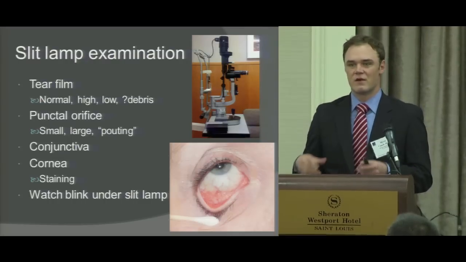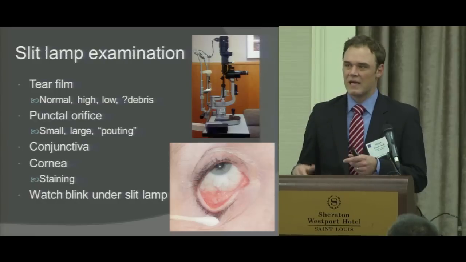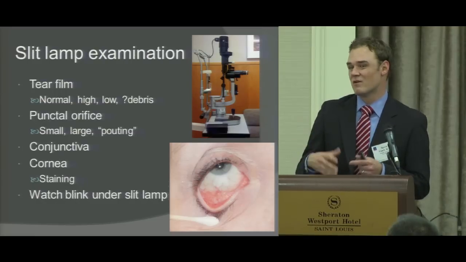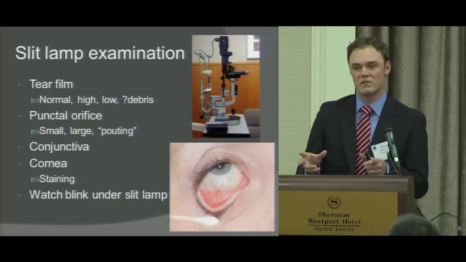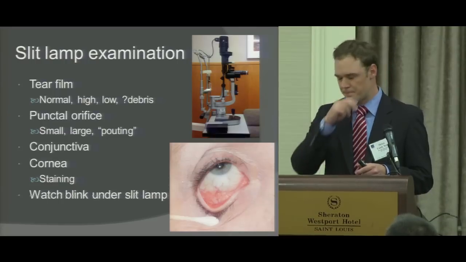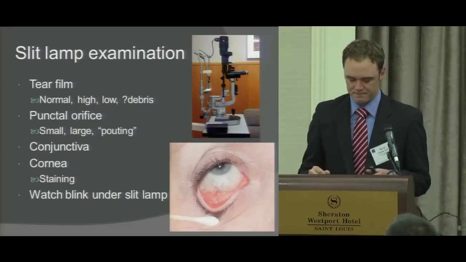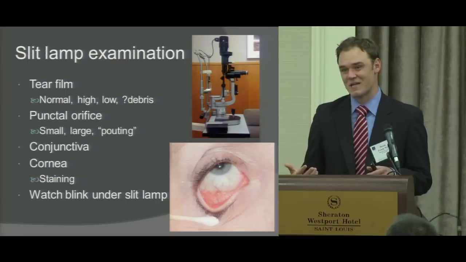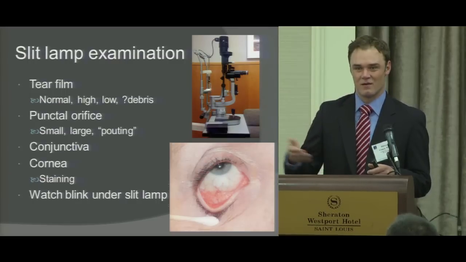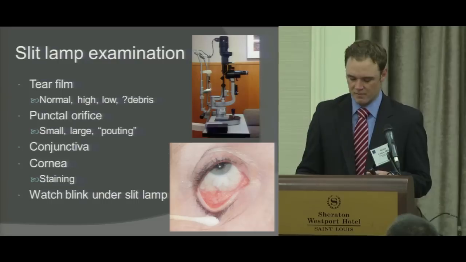It allows us to look at the size of those puncta. Are they in good position? It also allows us to look at the conjunctiva, or the skin covering around the eye, and the cornea, which is the center part of the eye, that's just in front of the colored part of the eye. And then I actually spend time watching people blink underneath this, because again, I'm trying to assess their tear pump.